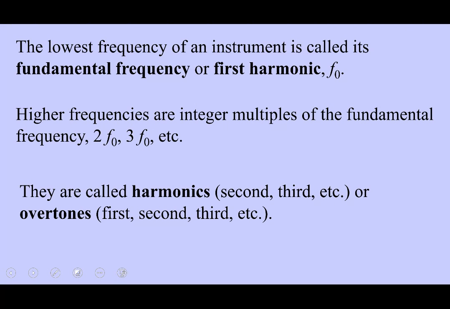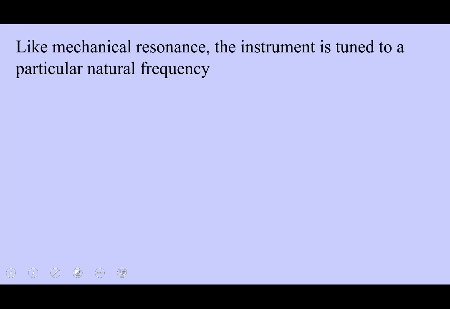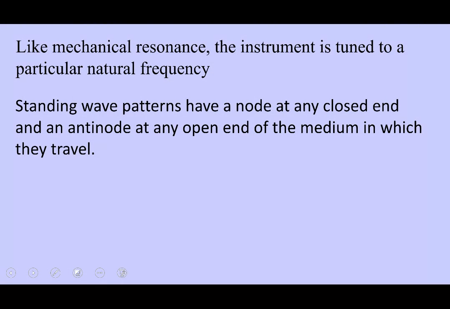The lowest frequency that an instrument can vibrate at is called the fundamental frequency, also known as the first harmonic, and we call it F0. Higher frequencies that it can vibrate at are integer multiples of that fundamental frequency, so 2 times, 3 times, etc. They are often called harmonics or overtones. Like mechanical resonance, the instrument is tuned to a particular natural frequency, being that fundamental frequency.